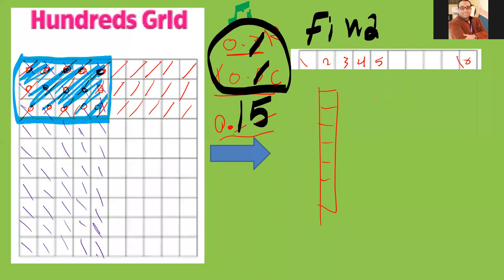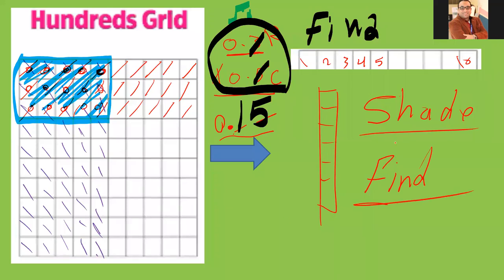This is our session today. Our session today is divided into sections. The first one is to shade. The second one is to find. You can shade first and find second, or find first and shade second. It is not a problem. It is very easy. Okay, I will listen now. Concentrate, please, Ali.